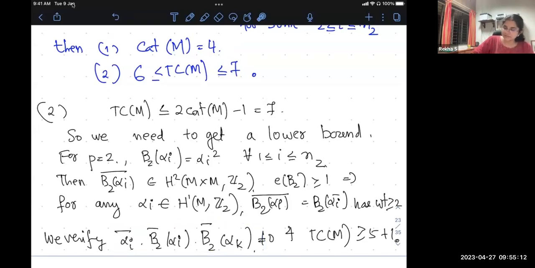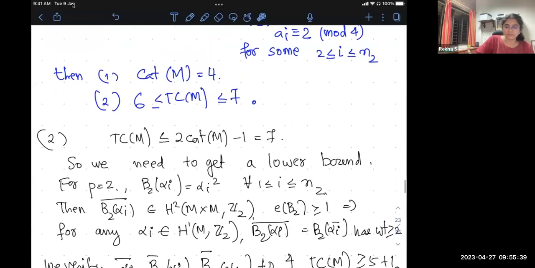So from the earlier mentioned theorems, these two elements will have weight 2. This is a weight 1 element because these alphas are all degree 1. Sorry, nothing to do with degree, but these are weight 1. So in general, when I add up the weights of all of these, we get a lower bound of 5 plus 1.